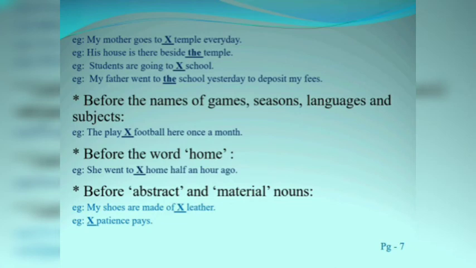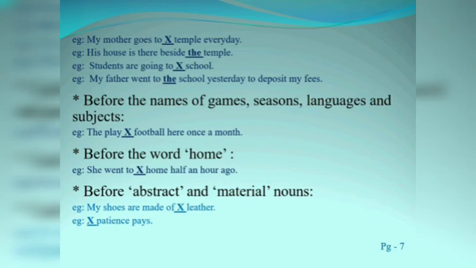Next sentence, his house is there beside the temple. Here the word temple has been used in this sentence for telling the address. Therefore, the. Students are going to dash school. So, zero article. Next sentence, my father went to the school yesterday to deposit my fees. Here the purpose of my father's visiting the school is quite different. Therefore, the.